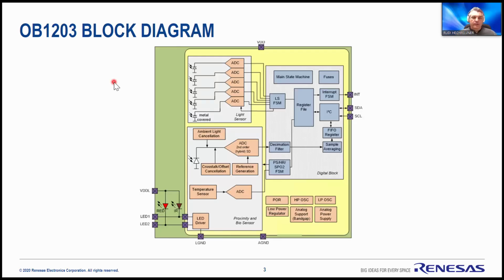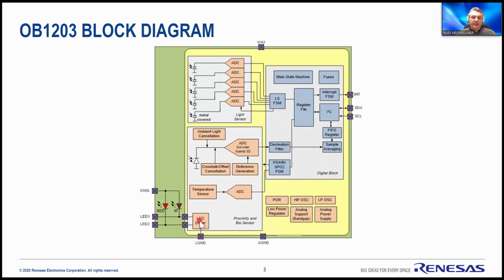Okay, let's take a closer look into the block diagram of OB1203, the all-in-one biosensor. You can see the green area and the yellow area. The green area are all the components in the package, in the module, which means it also includes two LEDs, one red LED and one infrared LED. You can see that these LEDs can also be driven from an external LED driver, but that's not necessary because OB1203 has also an integrated LED driver.